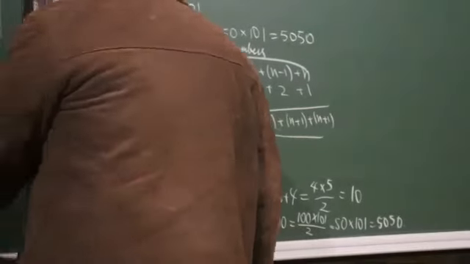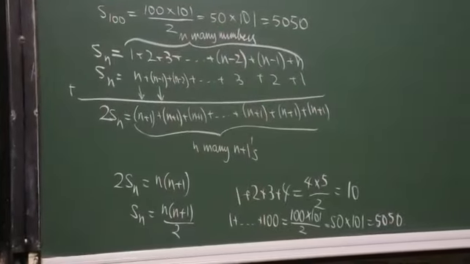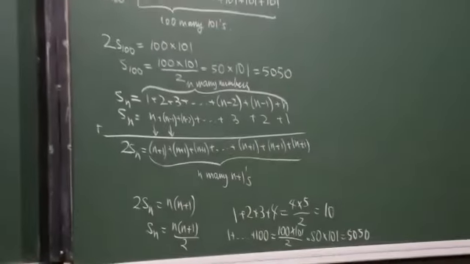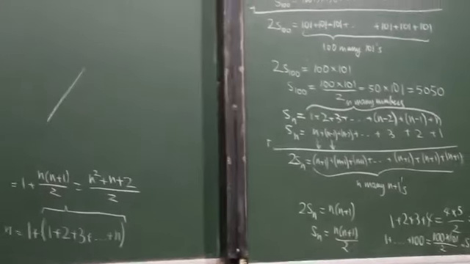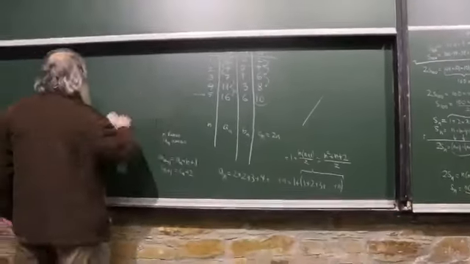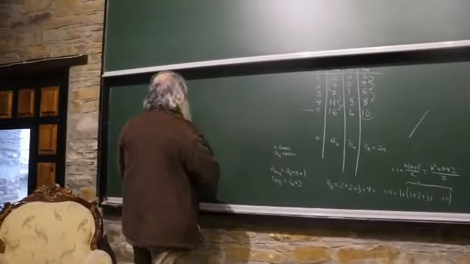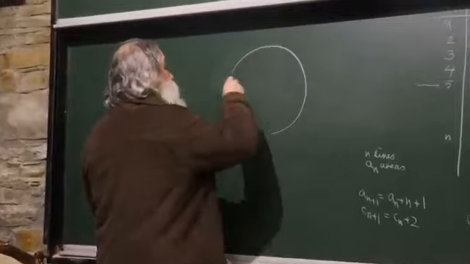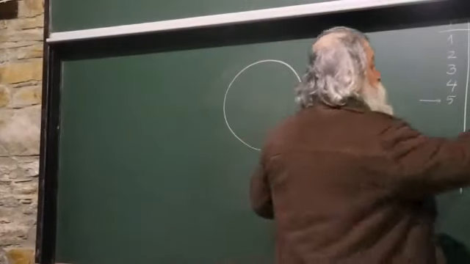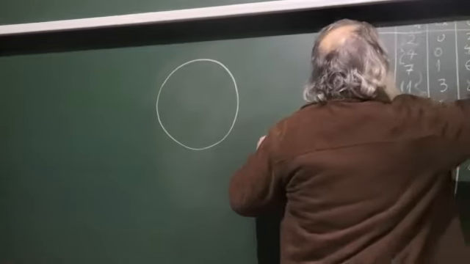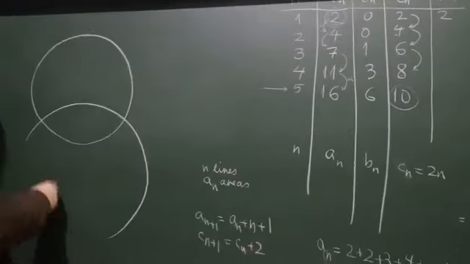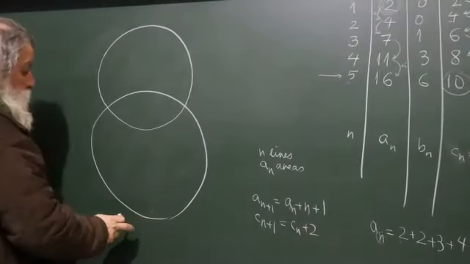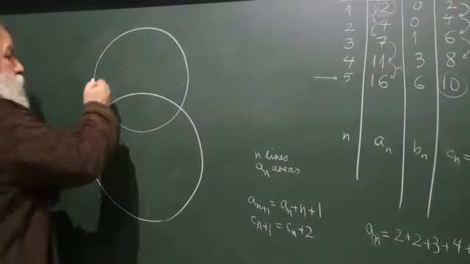The second question was with the circles. In how many areas do you separate the plane with circles? With 1, we have 2. Outside and inside. 1, 2. With 2, we have 4. Outside 1, 2, 3, 4.